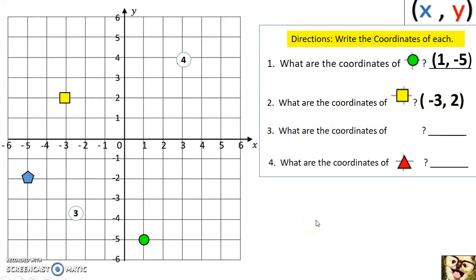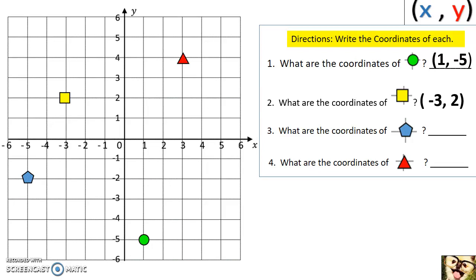Now it's your turn. Take a look at the blue shape on the graph. What are the coordinates of that blue shape? Now, when you're ready for number 4, the red triangle, what are the coordinates of the red triangle?